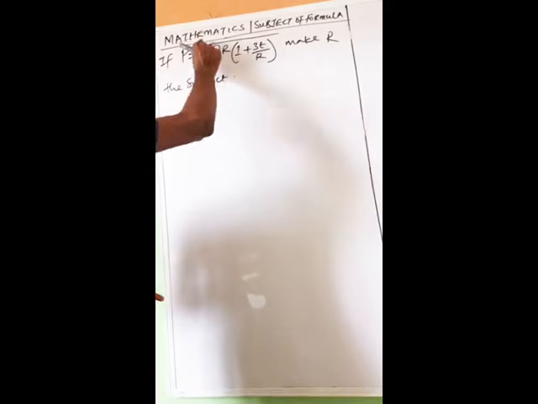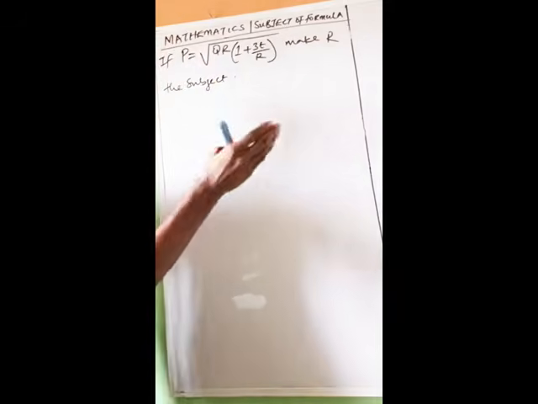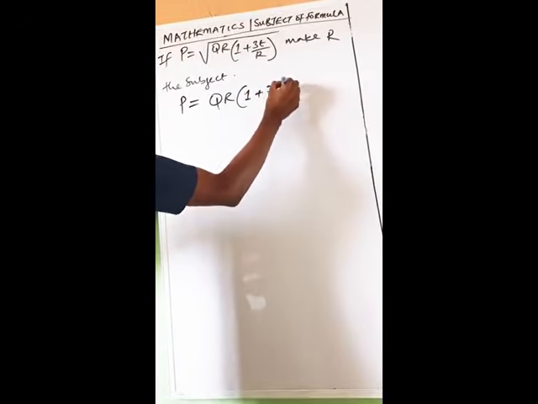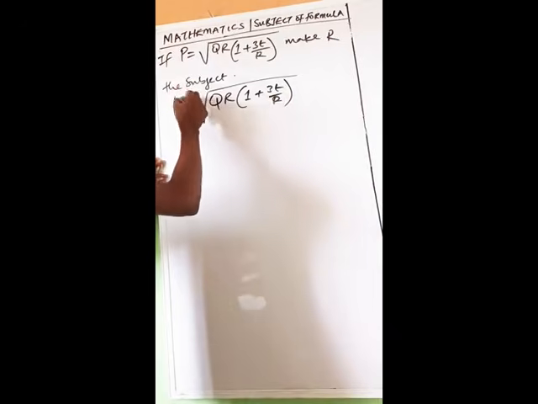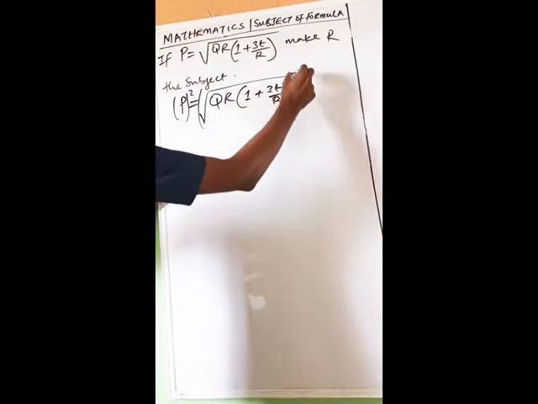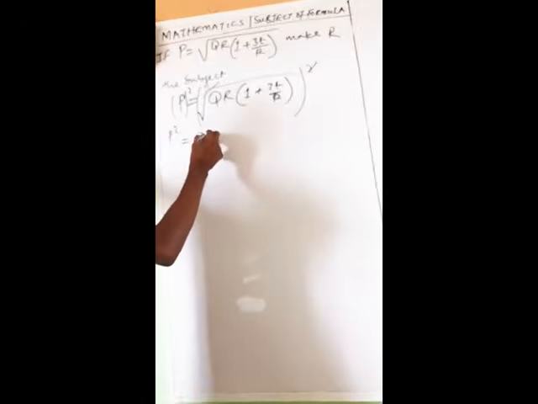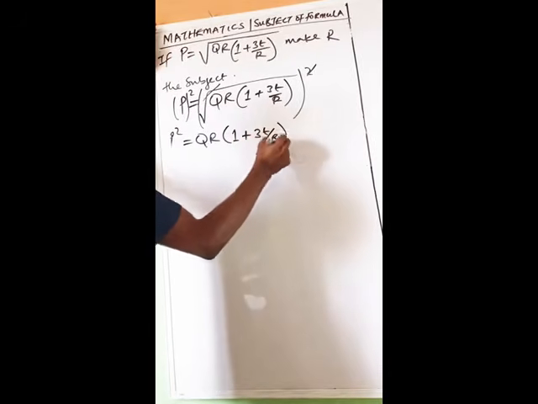The first thing is to remove this square root. How do we remove square root? We are going to square both sides of this formula. What are the two sides? P, this is a side before the equality sign, and this other side is another side. So P equals to QR into 1 plus 3t over R, all squared. If we square this side and we square this side, this square will cancel this square. So we have P squared equals QR into 1 plus 3t over R.